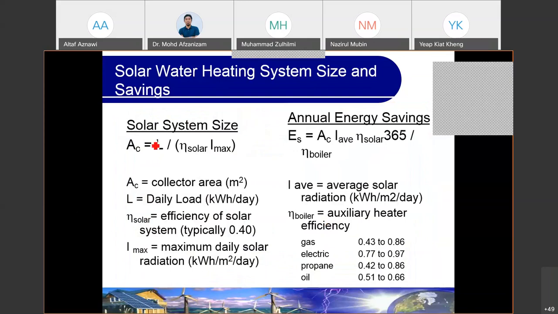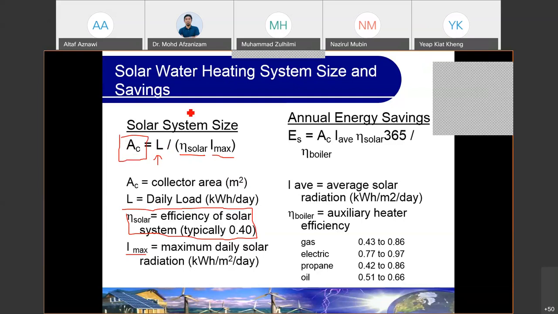By having the previous calculation, the load, you then go for the efficiency of the solar. Normally, they will give you straight away 0.4, and also the IMAX or irradiance. In the question, they will specify what the IMAX is, so you pick that one, and then you can calculate what is your suitable area of collector.